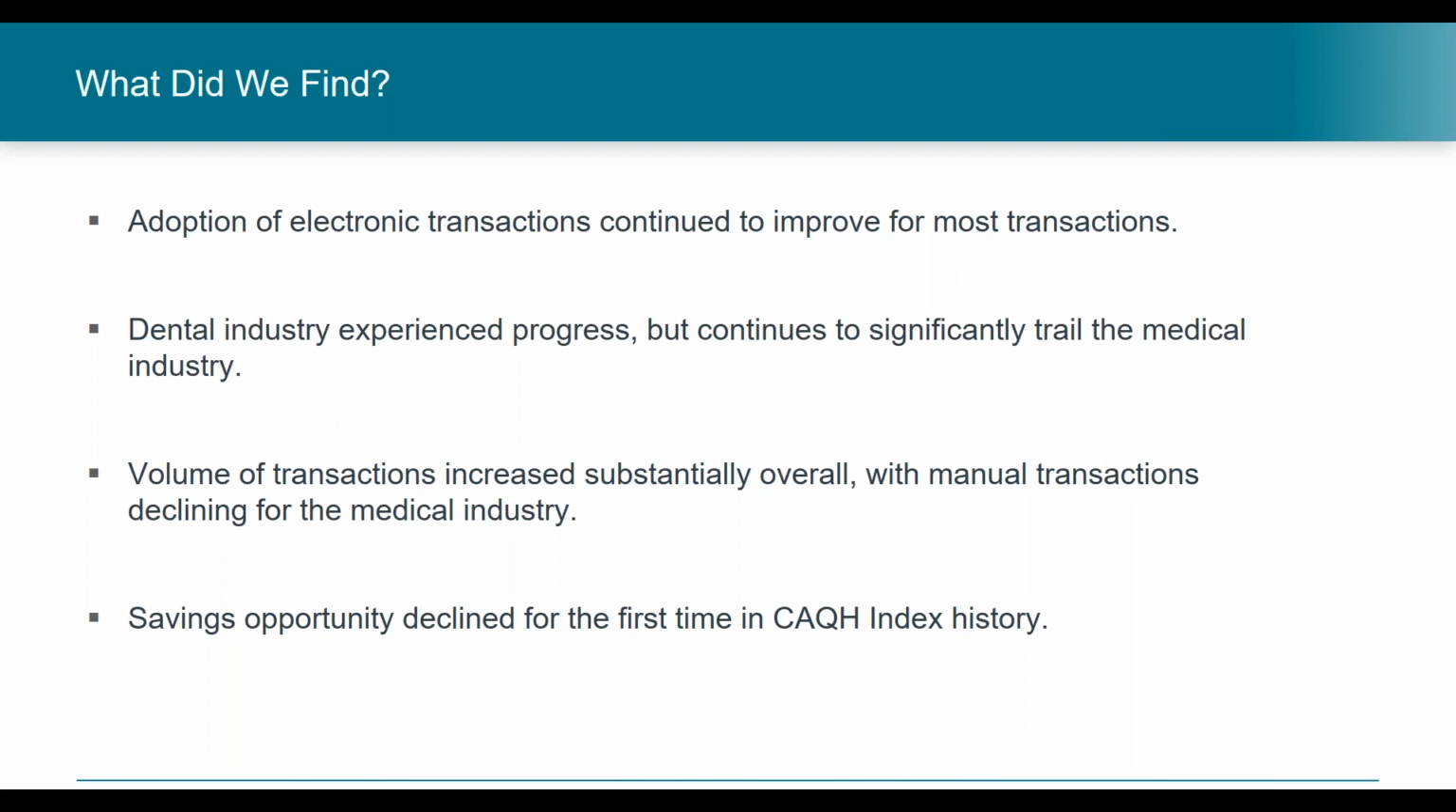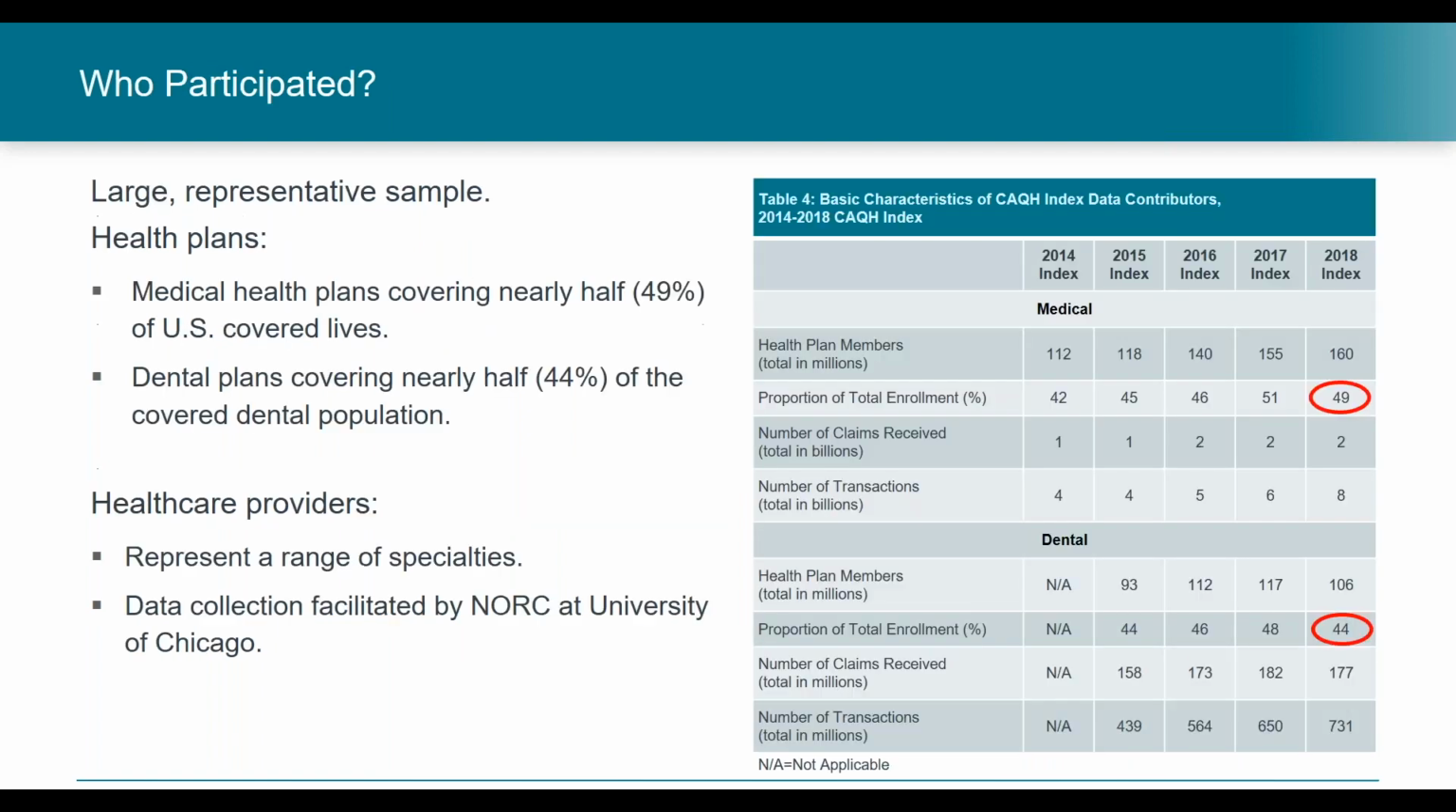One key finding is that the volume of transactions increased substantially overall, particularly over the past few years, with manual transactions declining as we've seen overall transactions increasing. We also, for the first time in CAQH Index history, have observed a savings opportunity decline, and this is directly related to the improvement we're seeing in adoption of electronic transactions. So now I'll hand it over to Christine, who will review the detailed results from the index.